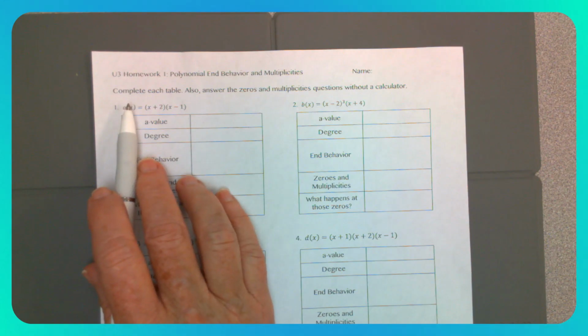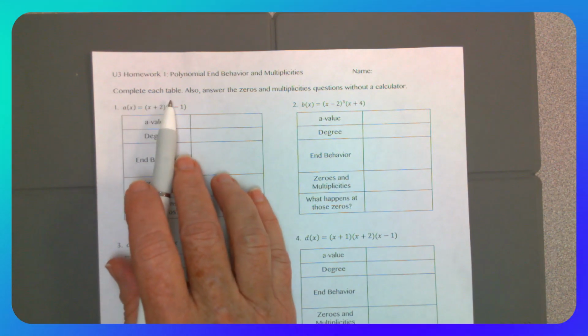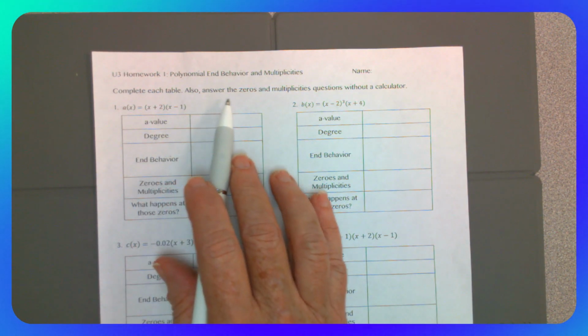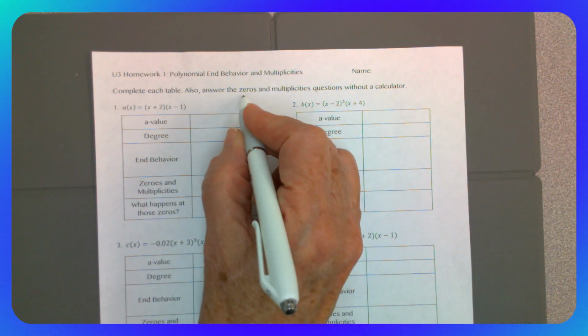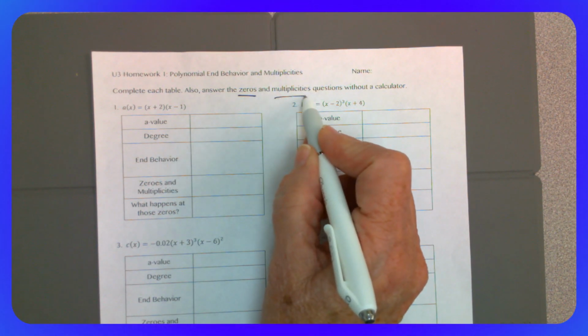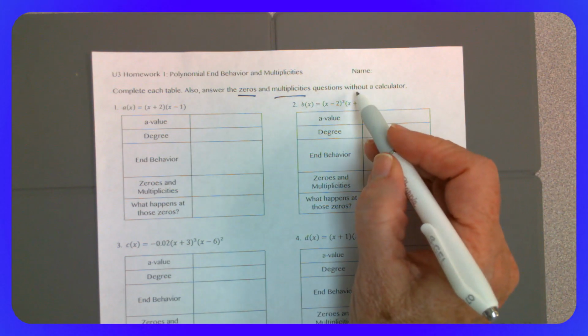For this assignment, it says to complete each table. Also answer the zeros. So we're looking for zeros and multiplicities without a calculator.